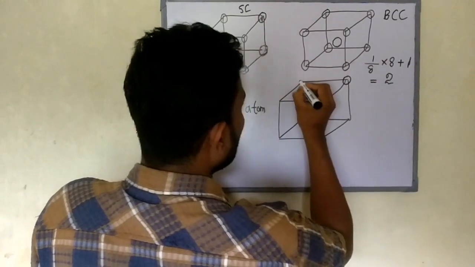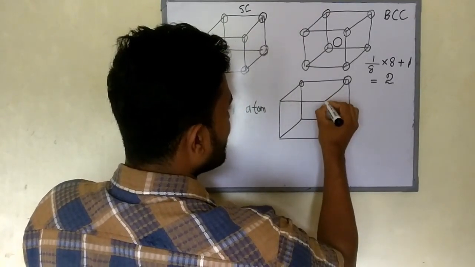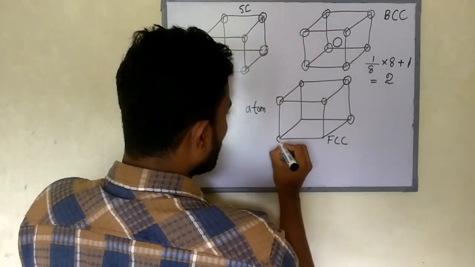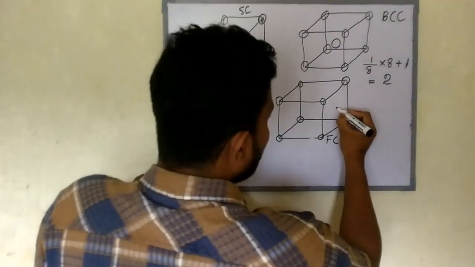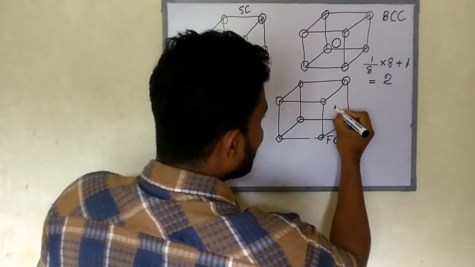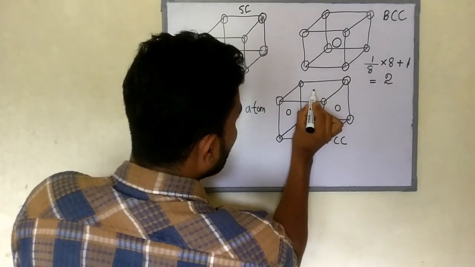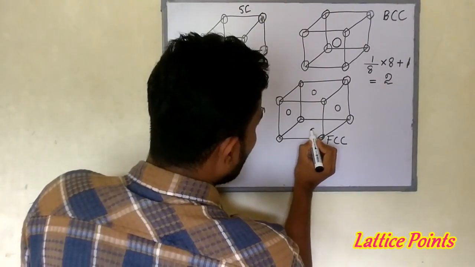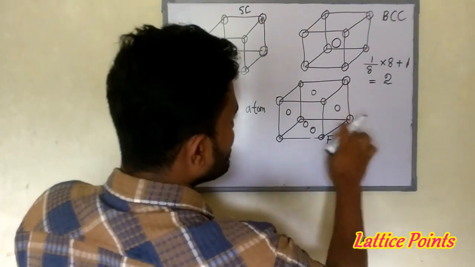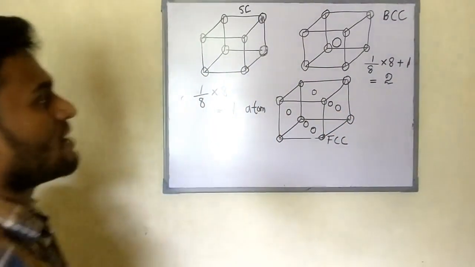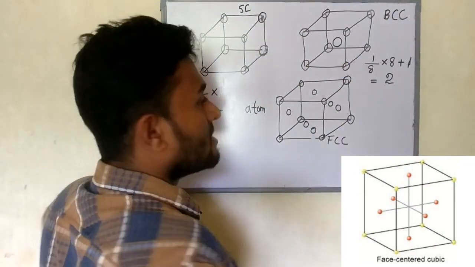Then if you think about the FCC structure, this is your FCC structure, that is the face-centered cubic structure. Here also 8 atoms are in the corner. In addition to that, in the face-centered cubic, there are 6 atoms in the faces. For this face 1 atom, for this face 1 atom, here also 1 atom in the middle, and for this side another atom. So likewise 6 atoms are on each side or each plane.